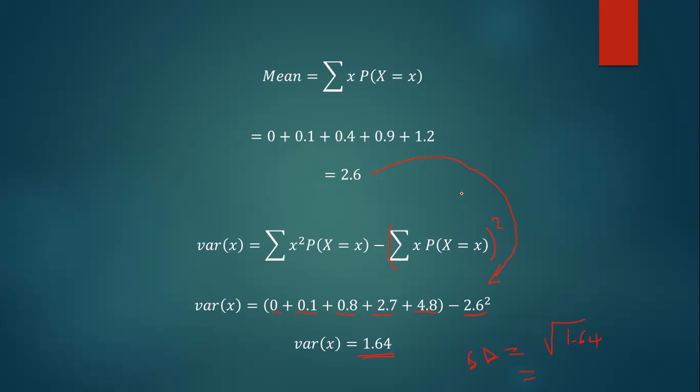So how many decimal places? Record to 4. So which answer are we getting? 1.2806. And then here you can say 4 decimal places. Okay.